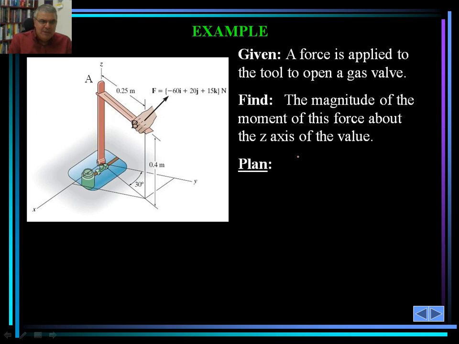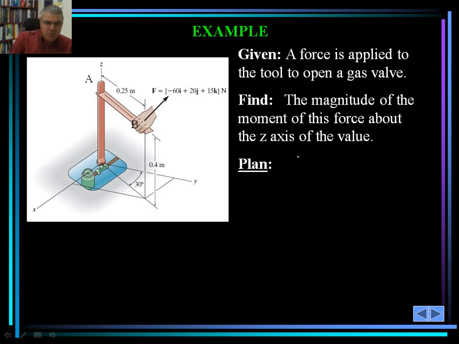Let's take a look at an example here. A force is applied to a tool as shown to open a gas valve. We are not concerned with the material of this tool at this stage. That comes into the picture later for the design. We would like to find the magnitude of the moment of this force about the z-axis of the valve.